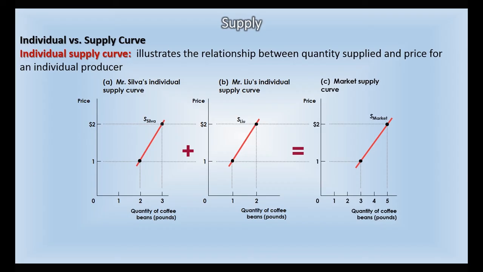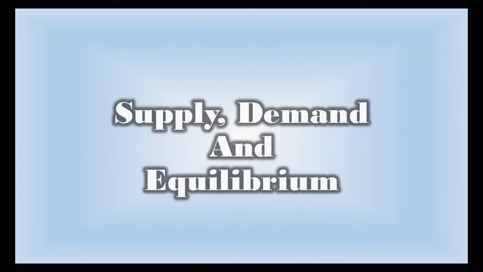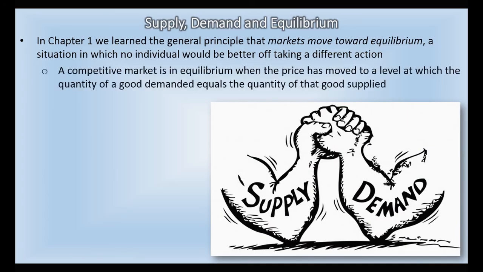So these are individual supply curves illustrating the relationship between quantity supplied and the price for an individual producer. To get to the market supply curve, again, you look at any particular price and say, well, how much does each individual supply at that price? Then you add those together to get to the market supply. So at $2, Mr. Silva supplied 3 pounds. Mr. Liu supplied 2 pounds. At $2 for the market, we add 3 plus 2, which is 5. So at $2, the market supply is 5 units, 5 pounds of coffee.